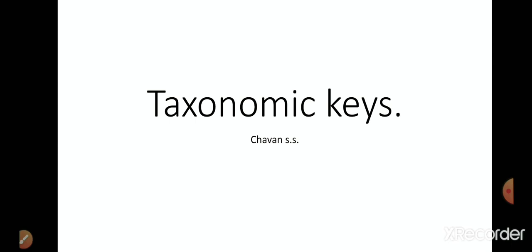In the last lecture we talked about the taxonomic key and the proper way to construct and use it. Today we talk about the taxonomic key, its types, and their advantages and disadvantages. So let's start today's lecture, that is taxonomic key, lecture number 2.